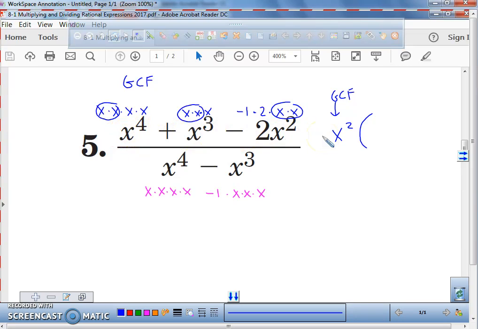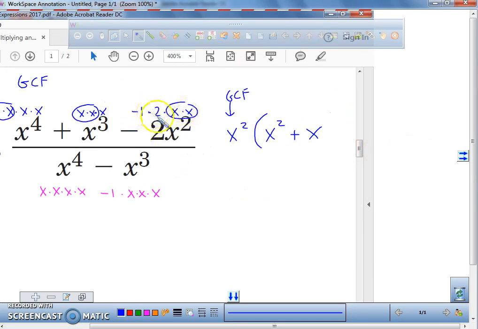Now, we've just factored out the greatest common factor of this expression right here in the numerator. Now, I factored out an x squared. What does that leave me with right here? That leaves me with another x squared. Very good. Right here, what does it leave me with when I factor out this x squared? It leaves me with just 1x. And what does it leave me with here when I factor out this x squared? It leaves me with a negative 1 times a 2, so it leaves me with a negative 2. So this is how you would factor out the greatest common factor out of the numerator.